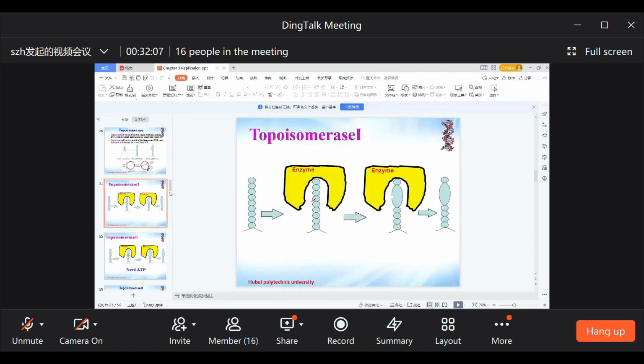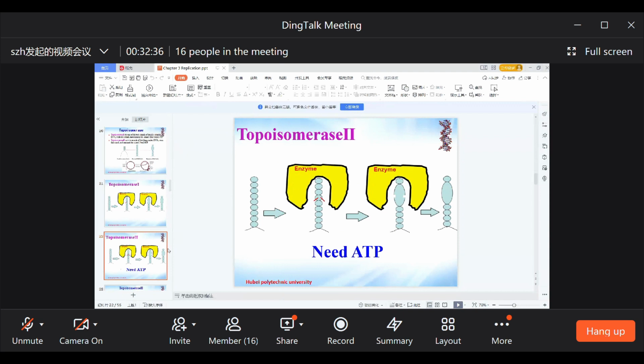Topoisomerase 1, you can see, relaxes the double helix structure. You can see it only cuts one of the strands and makes the double helix structure relax. Like in this figure, you can see topoisomerase 1 cuts one of the strands and relaxes the structure. And for the other one, you can see it sometimes cuts both strands and makes the DNA relax.